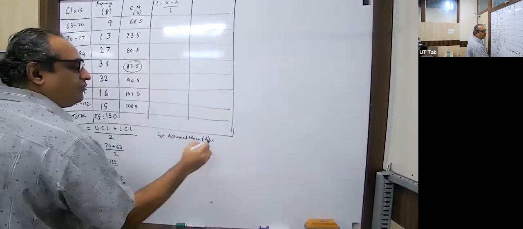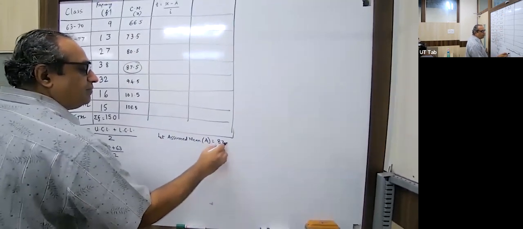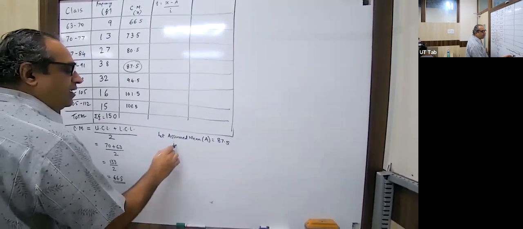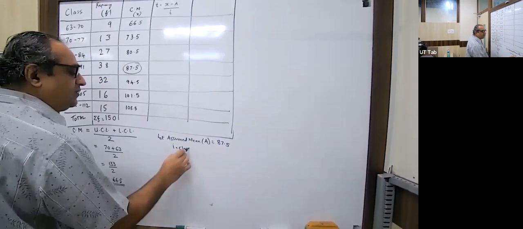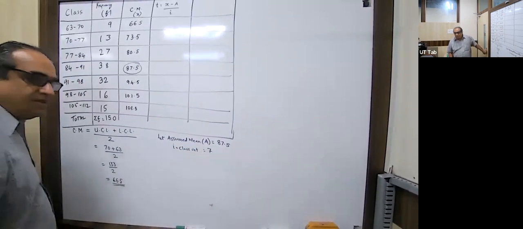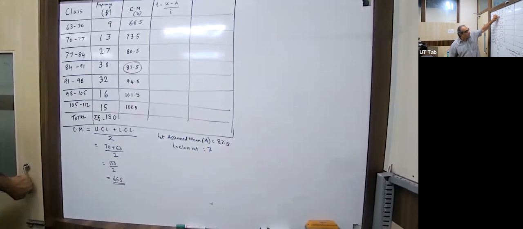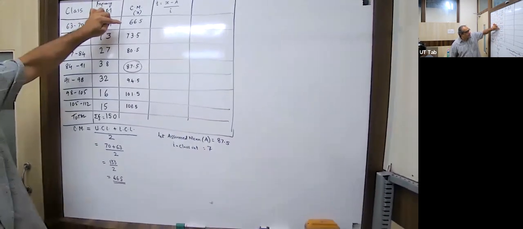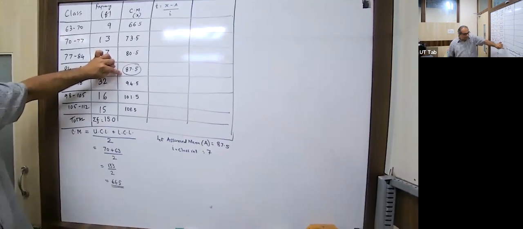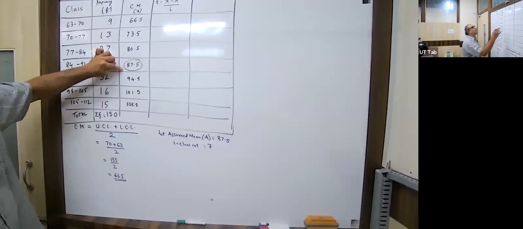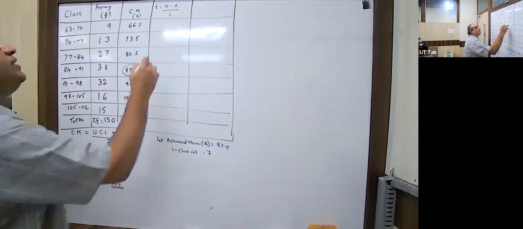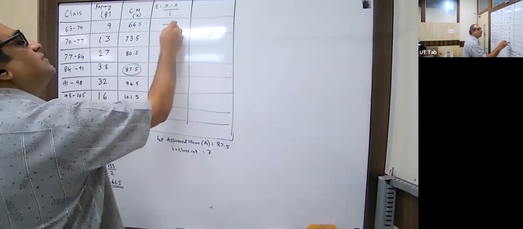And what is your i? I is the class interval. What is the class interval? 7. Okay. 66.5 minus 87.5 is minus 21. Minus 21 upon 7, minus 3, then minus 2, minus 1, 0, 1, 2, 3.